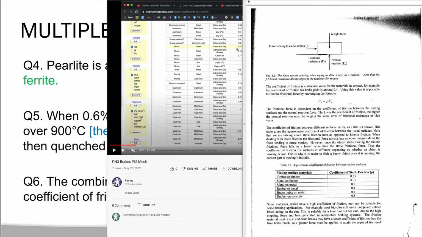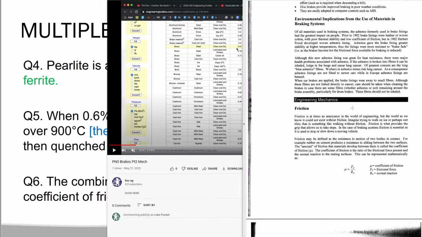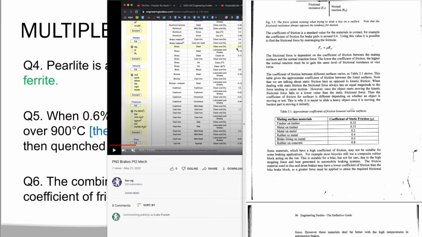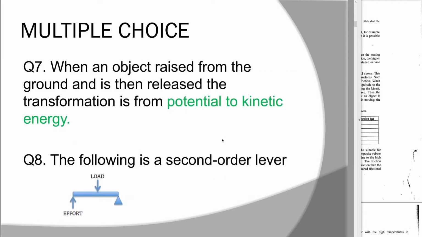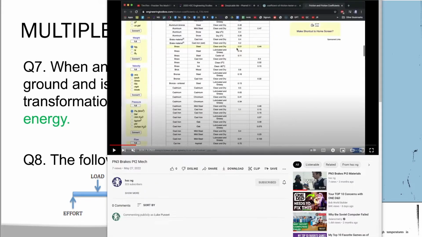So on page 95, we talk about different values that we should be familiar with. And it doesn't actually list rubber on rubber, but rubber on rubber is indeed the highest of those options. So moving on to: when an object is raised from the ground and released, it is potential energy to kinetic that happens. So if we go back to our videos, we're done with that.